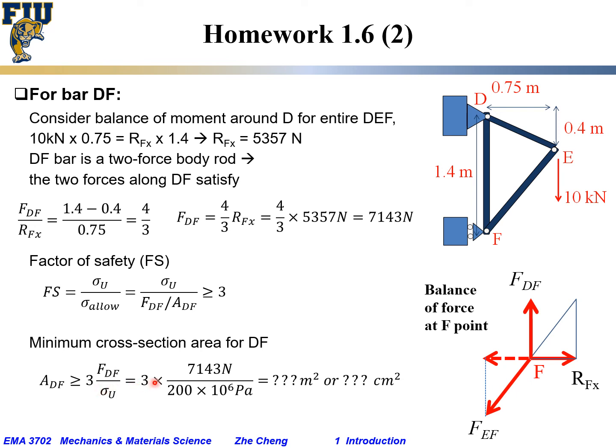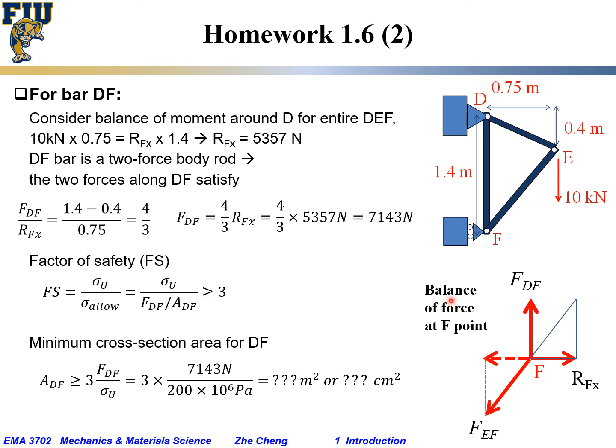3, keep it in the front. FDF, we just calculate, 7,143 Newton divided by sigma u, the ultimate tensile strength, which is 200 megapascal, 10 to the power of 6 Pascal. And if you plug the number in, you would get a minimum cross-section area for DF.